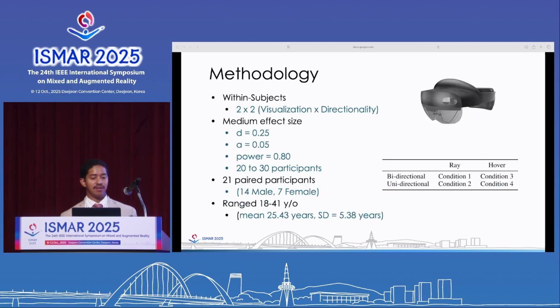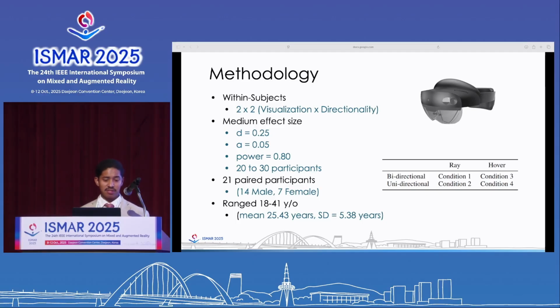So with this in mind, I developed a methodology of a within-subject study of a 2x2 of visualization by directionality. Directionality meaning I present the visualization of my partner and myself, and the type of visualization being ray and hover, which I'll present in a couple seconds.